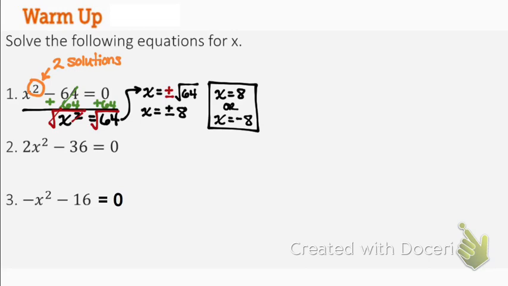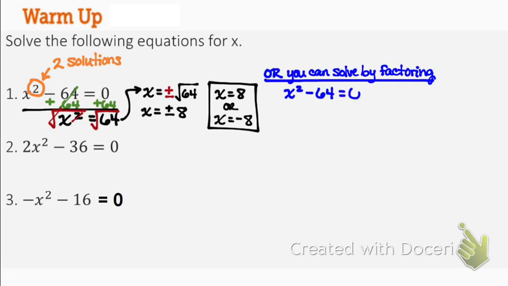So that's one way that you could go about solving this one. That's called the square root method because we used a square root as we were solving it. Or you can solve this one by factoring. So if I have x squared minus 64 equals 0, and I'm going to solve this using the factoring method, I want it equal to 0, so I'm happy about that.